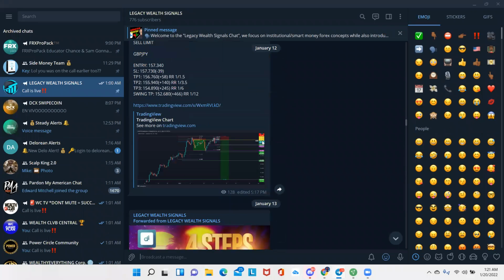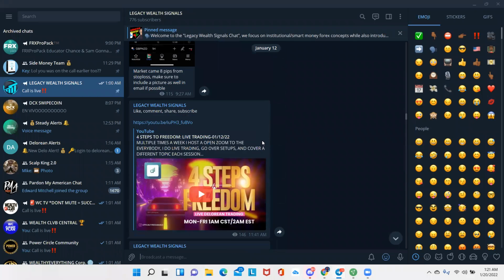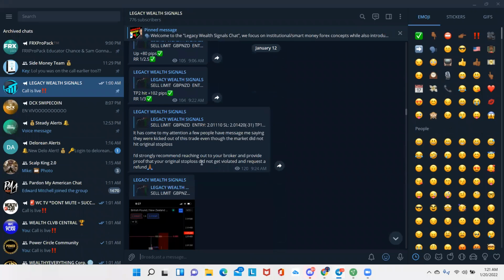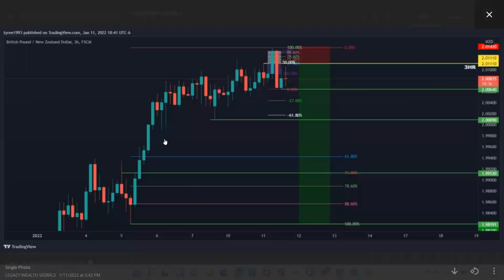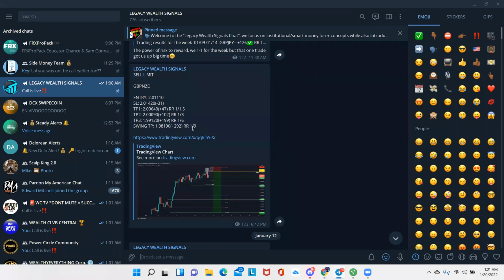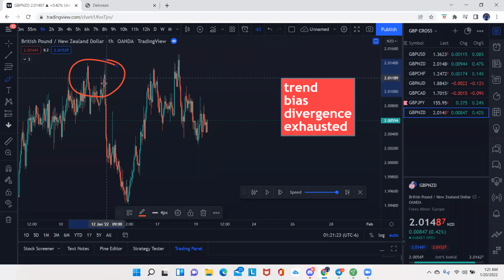January 12th. GBP NZD, where you at? Here we are. All right. So this is the initial setup I sent out right here, right? See the picture, see the parameters, so on and so forth, right? So this was the initial trade that initiated this big move to the downside. We took advantage of that, right?